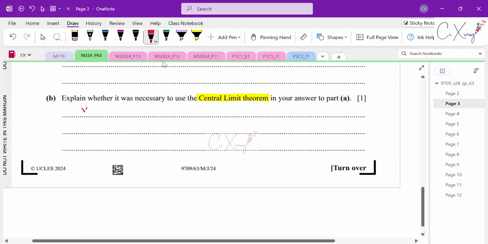Okay, they ask why, or they say is it necessary. Okay, so yes, central limit theorem is needed. Because what is the reason? Because the population distribution is unknown.